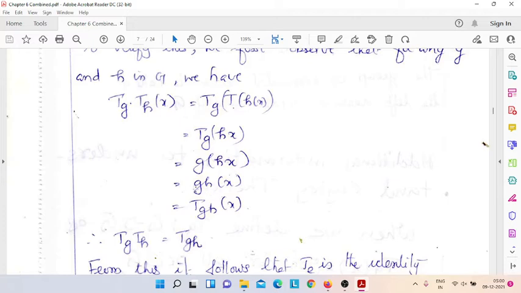Here you can take gh together, and actually no interchanging is required, because we want to show how we combine these two elements. So interchanging is not necessary here, so we can continue: g of hx, then we get gh of x, and then bringing the effect of t back here, we get t of gh x, and thus t of gh x equals tg and th.